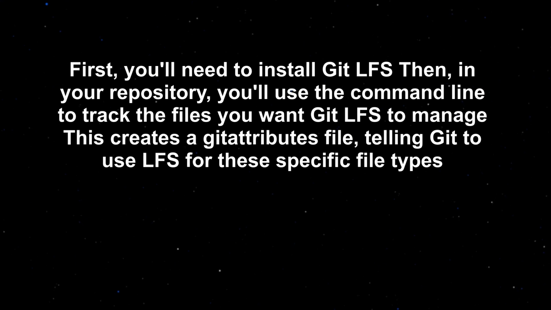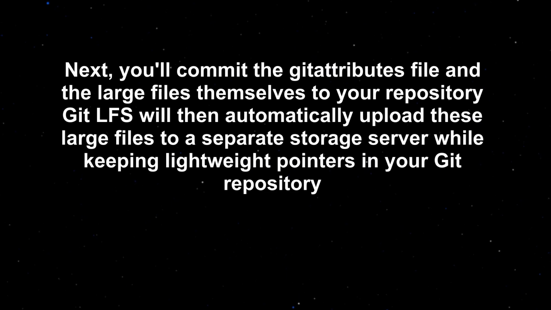First, you'll need to install Git LFS. Then, in your repository, you'll use the command line to track the files you want Git LFS to manage. This creates a Git attributes file, telling Git to use LFS for these specific file types. Next, you'll commit the Git attributes file and the large files themselves to your repository.